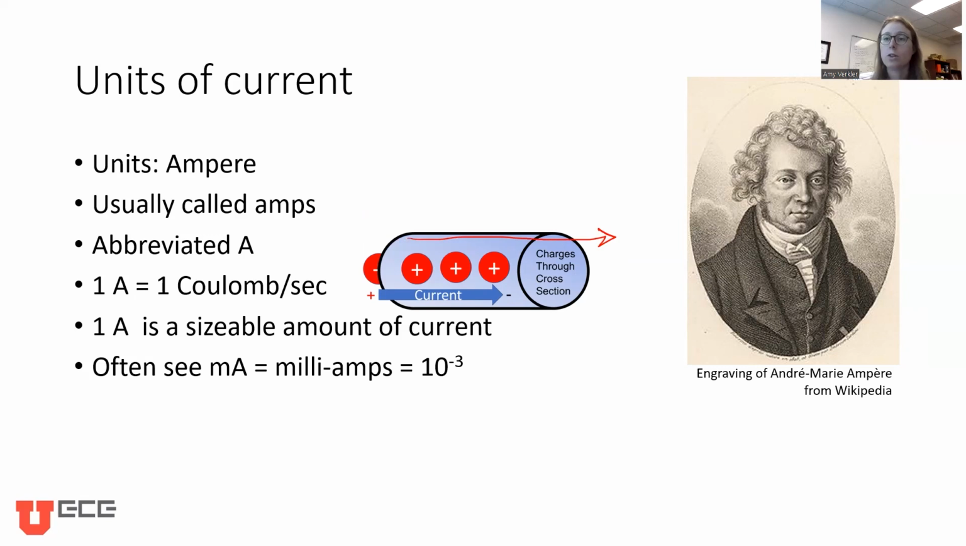And 1 amp is a large amount of current because there are billions and billions of charges in 1 coulomb. So therefore, oftentimes in class, we will see milliamps as our units. And when you're checking your math, you should also check to make sure that you don't have an answer like kiloamps. If you had something like kiloamps, there was probably a mistake in your math, and we won't ever deal with kiloamps because that would kill you in the lab.